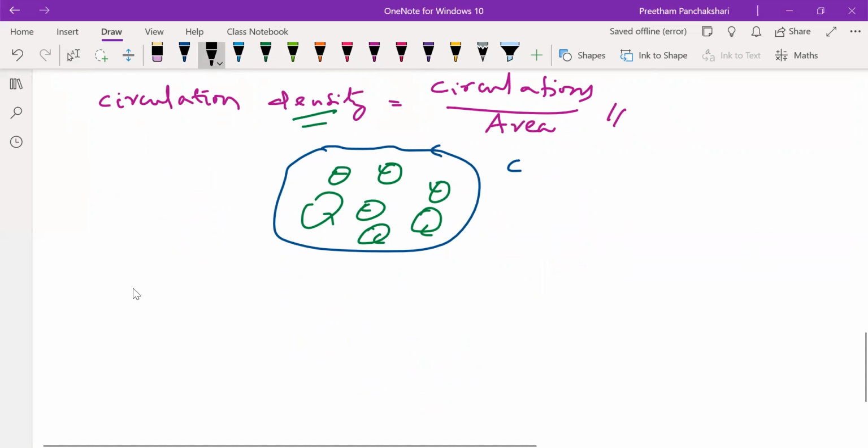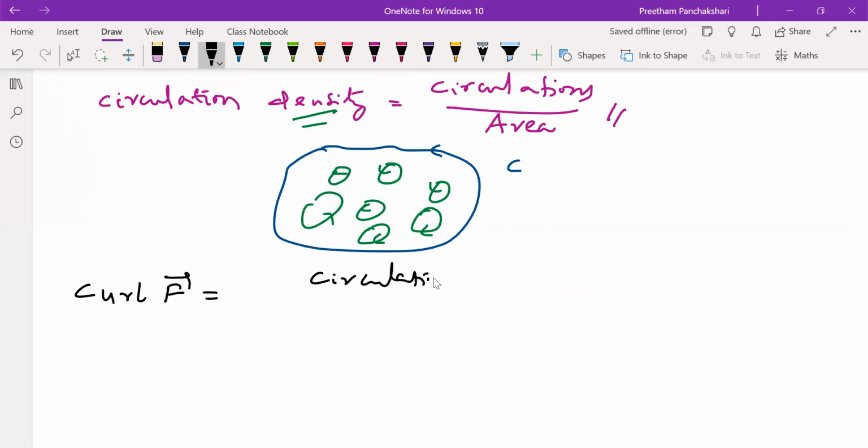Now it's the right time to introduce the word curl. The curl of a vector, say F, is given by the circulation of the force F per unit area. The area I've taken to be a small value, as the area tends to 0.